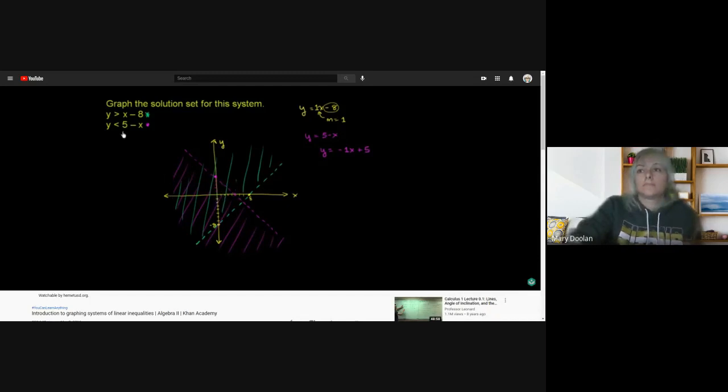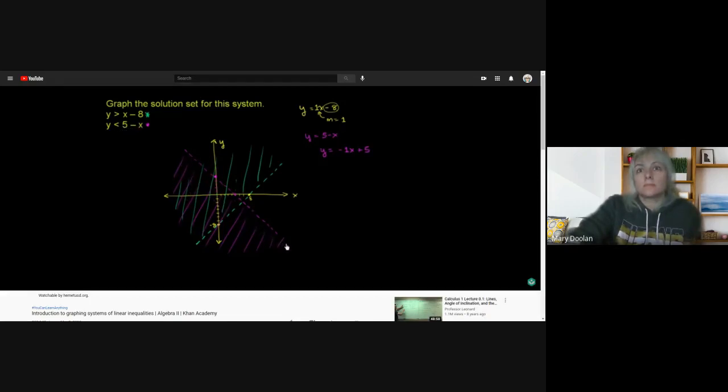And once again, you can test on either side of the line. 0, 0 should work for this second inequality right here. 0 is indeed less than 5 minus 0. 0 is less than 5. And then you could try something like 0, 10 and see that it doesn't work. Because 10 is not less than 5 minus 0. So it is everything below the line like that.